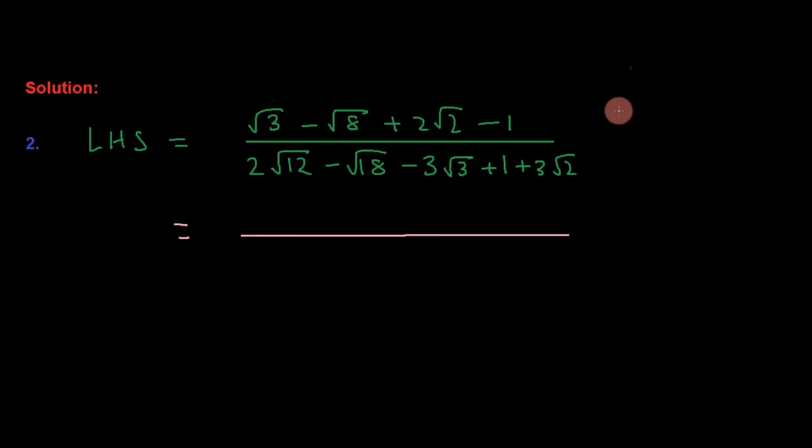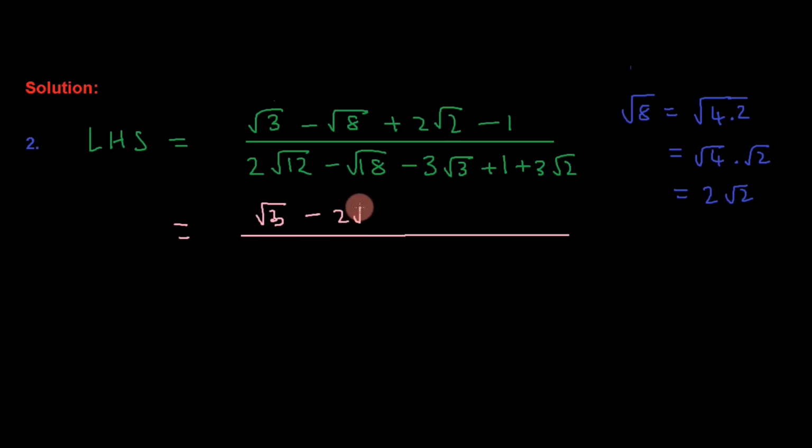So the square root of 8, we can write as the square root of 4 times 2, which is the square root of 4 times the square root of 2, and this is twice root 2. So then we have the square root of 3 minus twice the square root of 2 plus twice the square root of 2 minus 1. And immediately these two terms can cancel in the numerator.